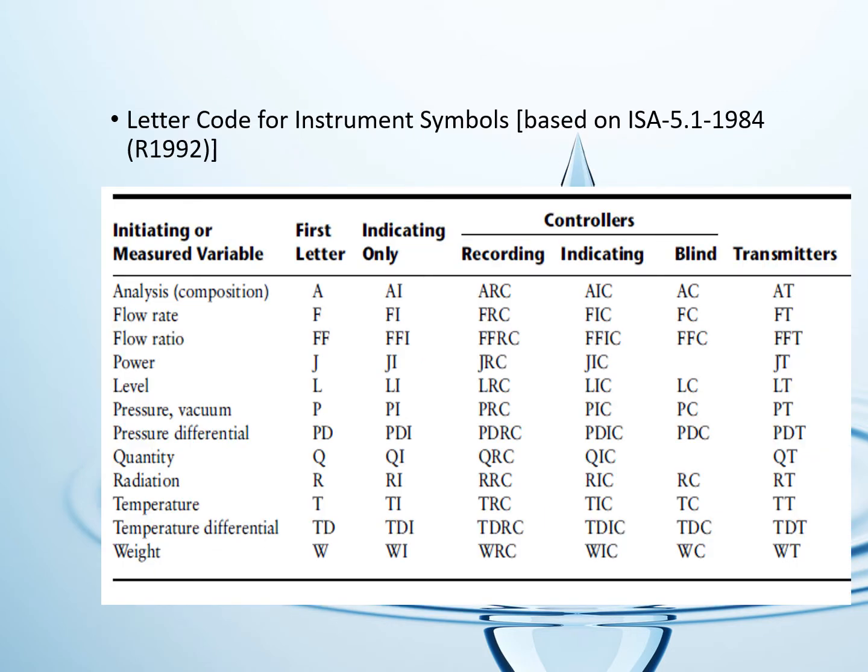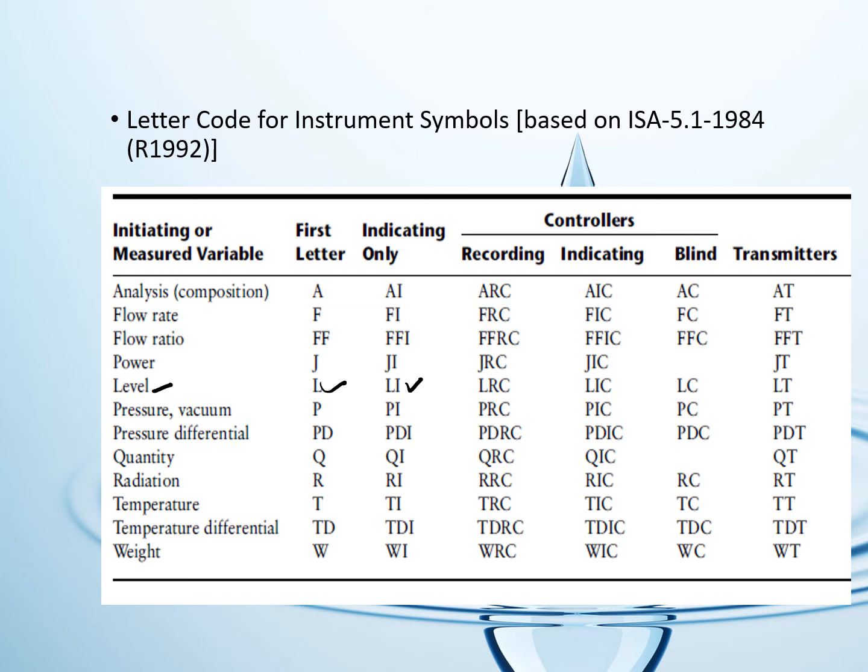Okay, this is the letter code for instrument symbols. I take one example, which is level. Normally the first letter is L for level. If the level is combined with indicating, that means level indicator, it becomes LI. I stands for indicator.